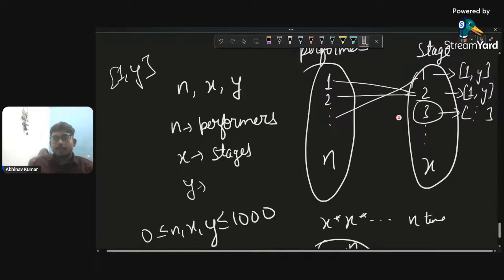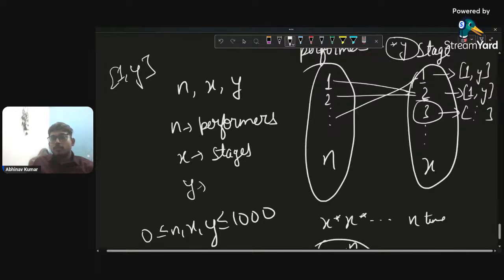Okay, and there would be some way where stage number 1 is assigned n minus 1 performers, stage number 2 is assigned 1 performer. So for the first case where all the performers are assigned stage number 1, there can be y number of scores that could be assigned to that. So we would have to multiply n into y for the number of events for that.